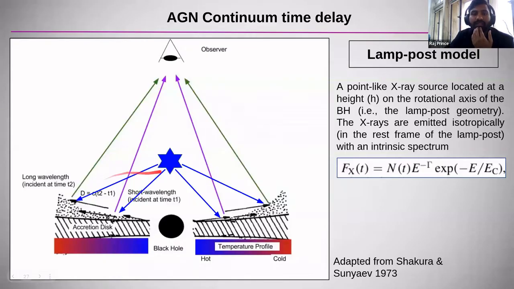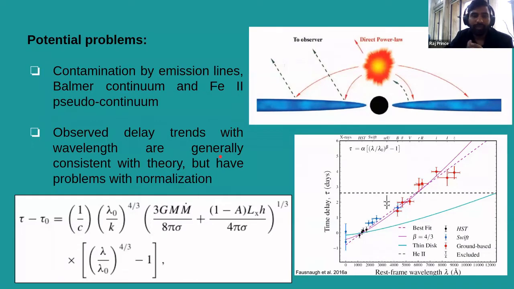The other method is the continuum time delay that I discussed earlier. From this relation, we have the X-ray corona here, and we have the accretion disk. We see some kind of time delay between the two emissions coming from the inner part and the outer part of the disk. If we measure the time delay between these two, we can do the cosmology. But there is an issue. The issue is that from the theoretical prediction, the time delay coming from the continuum emission follows the relation lambda to the power 4 by 3, which is shown here in green color.